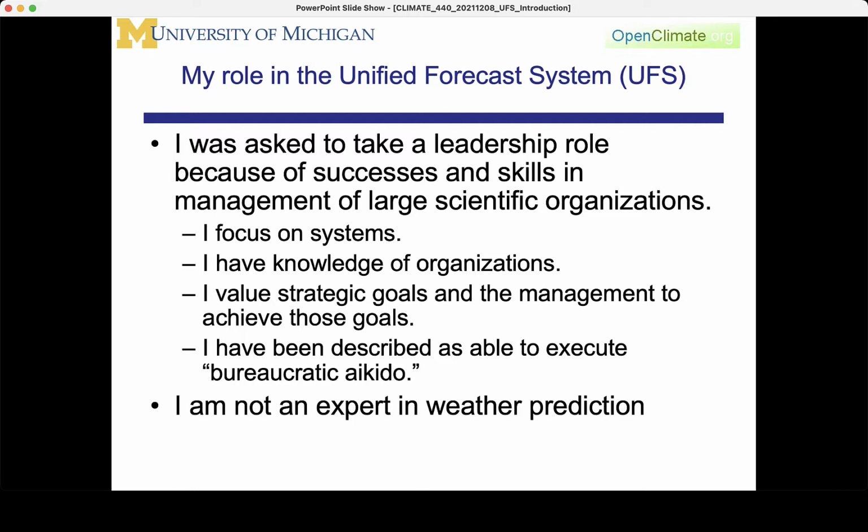I focus on systems. I have knowledge of organizations. I value strategic goals and the management to achieve those goals. And I have been described as somebody able to execute bureaucratic aikido.